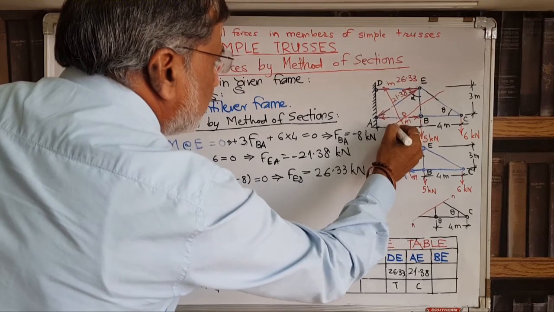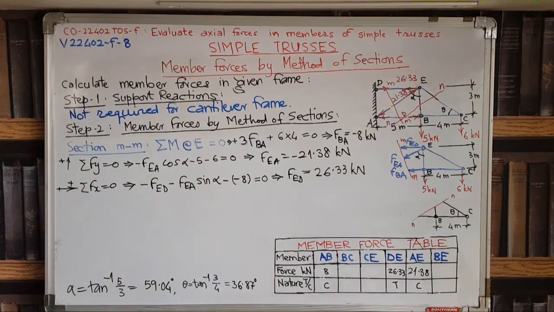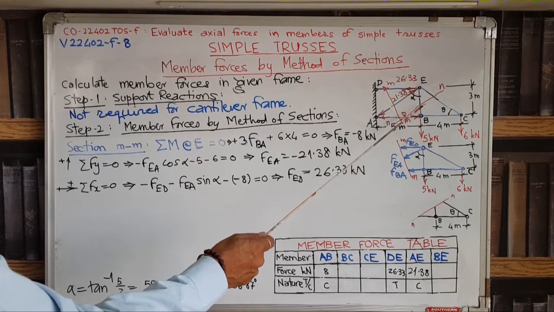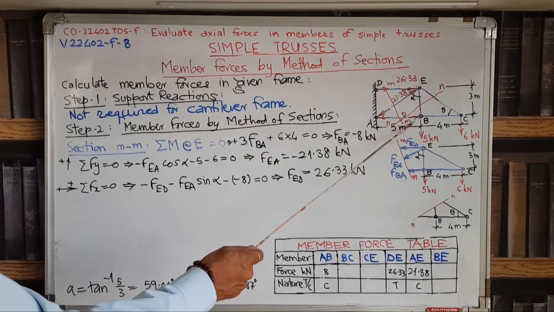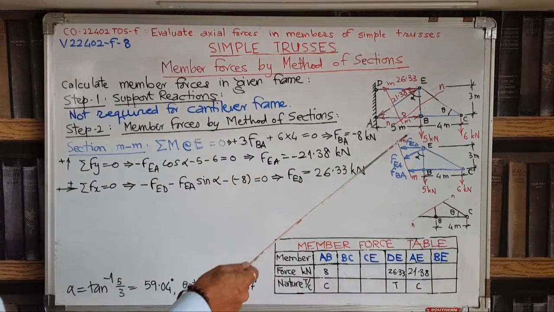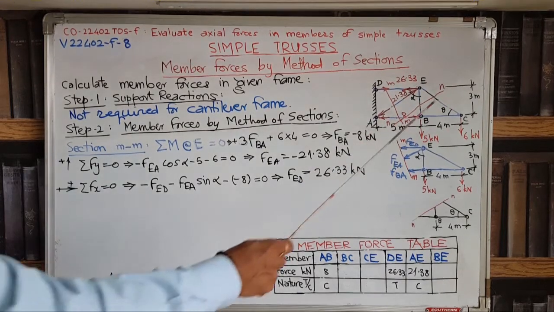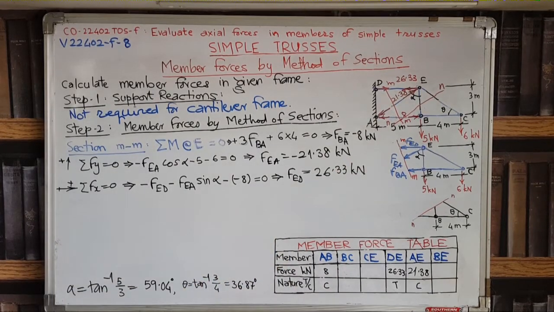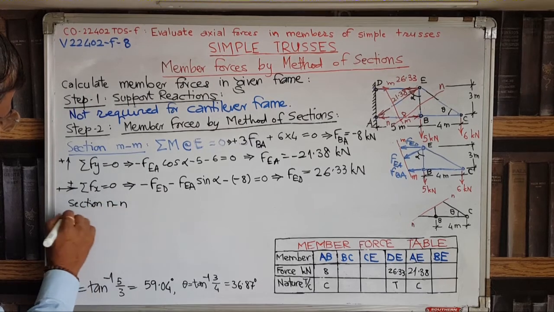say NN, then we can see that it will cut this member which is unknown, it will cut this member which is unknown, it will cut this member, and this member is already known. This 8 kilonewton we have calculated earlier in the earlier section. So it is alright to take, so we will get 2 more answers in this. We cannot take a single section which will include all the 3. So we will have to take a section in which only 2 will be covered. So let us take section NN.